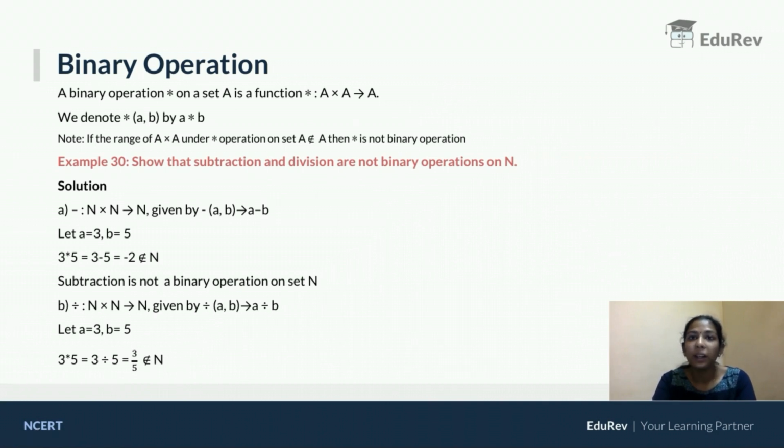And this number does not belong to natural numbers. So the outcome you are getting does not belong to the set that you have taken. So this is also not a binary operation. Again, if they had asked whether the given function is a binary operation on real numbers, yes, it would be. I hope it is clear. I'm moving on to the next slide.